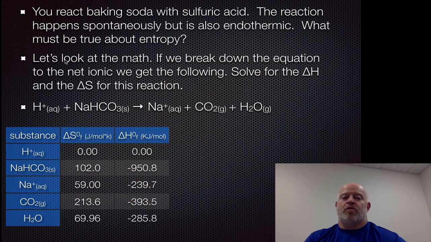All right. Now we're going to take a look at the math and break this thing down. We want to take a look at our net ionic equation for this because it simplifies it and makes us do less math. So we have our hydrogen ions reacting with baking soda, or sodium bicarbonate. It's going to make some sodium ions, some carbon dioxide, that's the fizzing we see, and some water. So a 1 to 1 to 1 to 1 ratio, which is kind of nice. So here are your standard entropy values, and here are your standard enthalpies of formation.